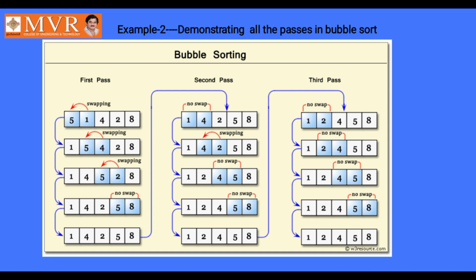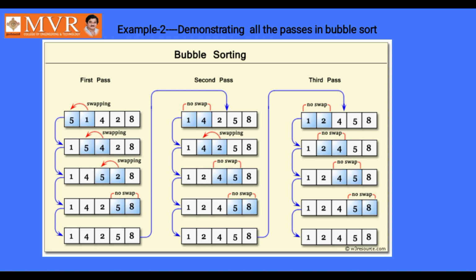So in the second pass, again I start from the 0th element and continue till n minus 1 elements. That is, 1 is compared with 4. 1 and 4 are in ascending order, so there is no need of swapping. In the second step, I compare 4 with 2. 4 and 2 are not in ascending order, so I swap the two elements.